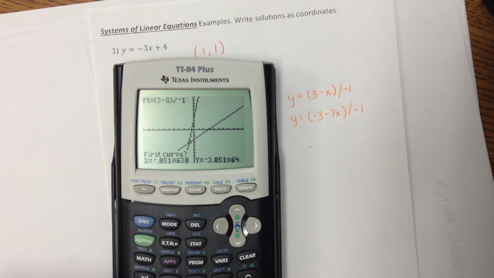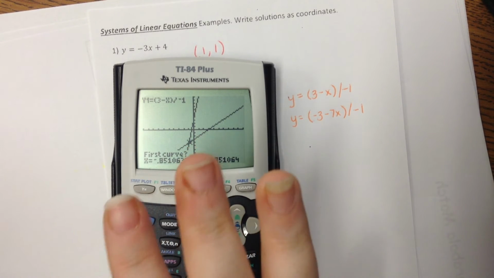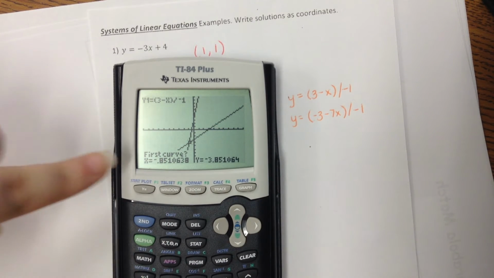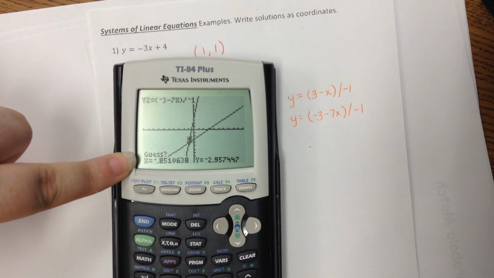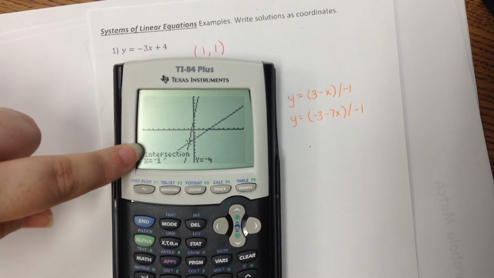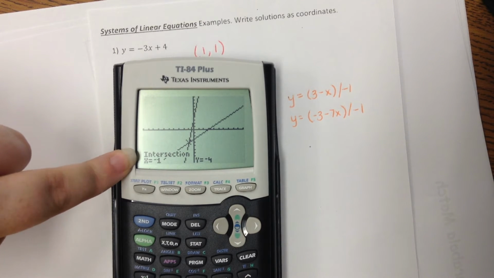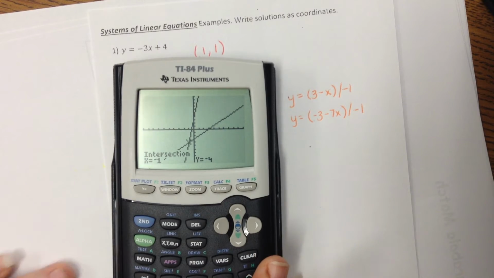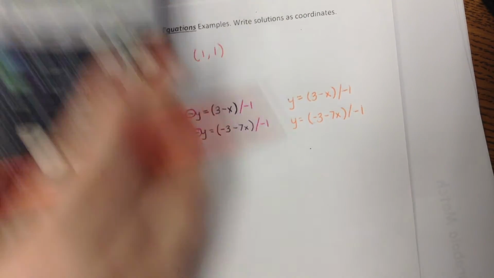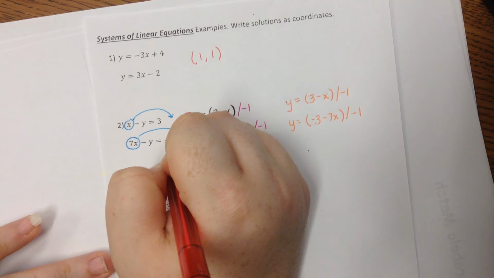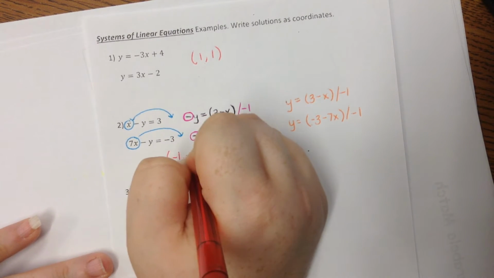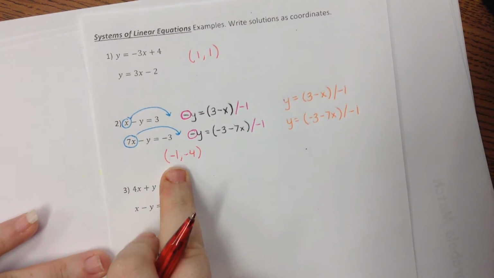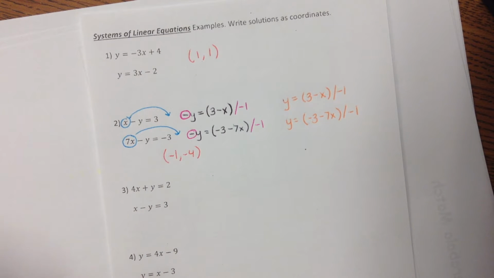As soon as I'm close to the intersection, I'm going to press enter 3 times. So enter, enter, enter. It says intersection. That means I know I'm done. And I do have a negative 1 and a negative 4. And in the third quadrant, I know that my solution should have been a negative and a negative. So our solution is at negative 1, negative 4. Again, this is written as a coordinate: parentheses, negative 1, comma, negative 4. Because this is the coordinate that these two equations will intersect at, which is the solution to the system of equations.